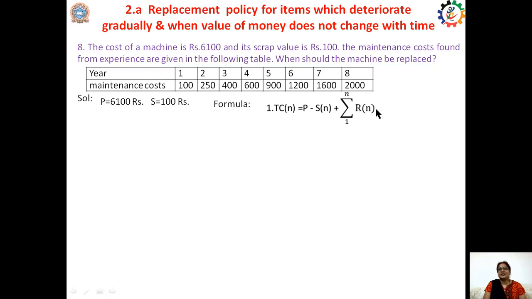R(N) stands for maintenance cost. R is maintenance cost here, repair and maintenance actually. And N in the bracket, as I already mentioned, represents the life, whether maintenance cost is for the first year, for the second year, like that. All should be added from 1 to N, for however many years it is given, and then we get the total cost for a particular life.